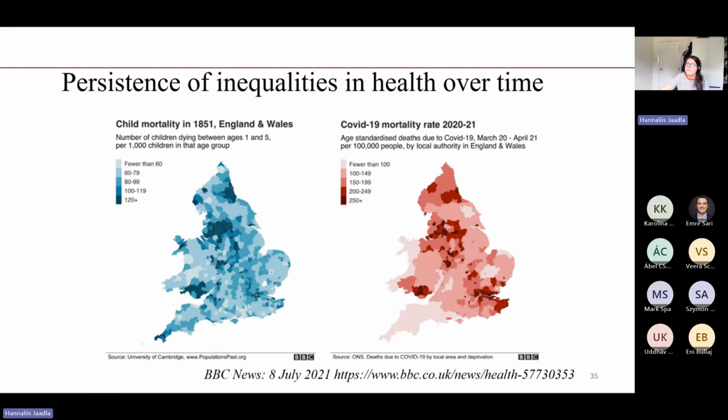And that brings me to these ideas of the persistence of inequalities in health over time. This was something that was picked up during the COVID pandemic, reported by the BBC using one of the maps that we have made for our website, populationspast.org. They were comparing COVID mortality rates in 2020-21, where the spatial patterns look very similar to child mortality patterns in 1851 in England and Wales. So could it be that places in which people had poor health in the past tend to still have poor health today?